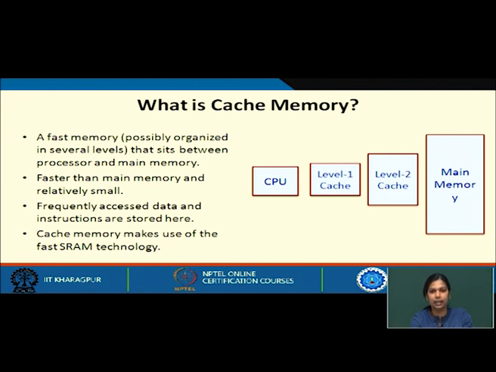We will see this in detail later, but for now let us understand that cache memory is a memory which sits between the CPU and your main memory, and there can be many levels of caches. But the cache memory cannot be very large. It is much smaller compared to our main memory. So, only frequently accessed data or instructions can be brought here and executed. And what technology is used to build this cache memory? We use static RAM technology to build this cache memory.